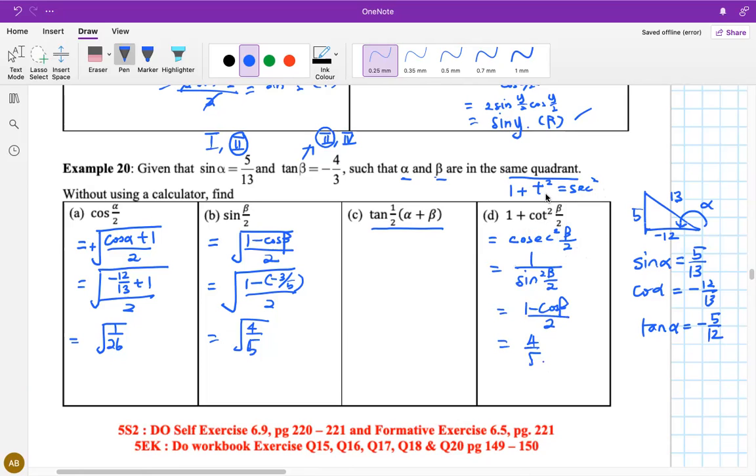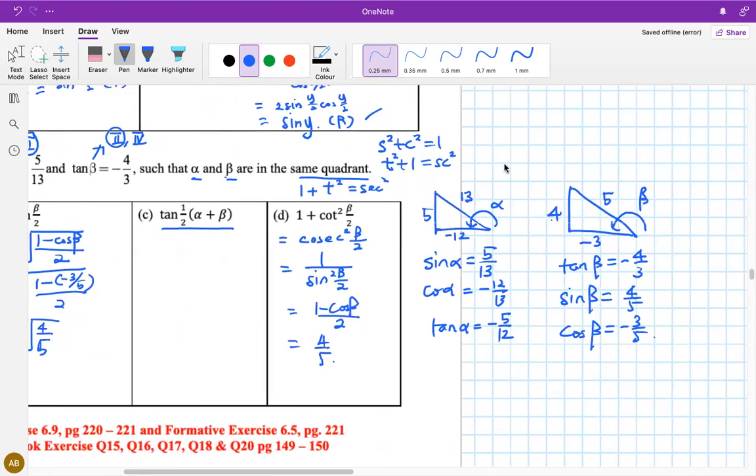Right, so sorry, 1 plus tangent square is secant square. Remember, sine square plus cos square equals 1. So you divide by cos and you get tangent square plus 1 equals secant square. So I want to get 1 plus cotangent square, so I divide everything by sine. So I get 1 plus cotangent square equals cosecant square. Therefore 1 plus cotangent square beta over 2 is equivalent to cosecant square beta over 2.